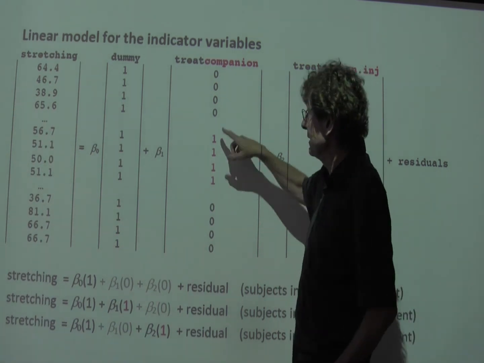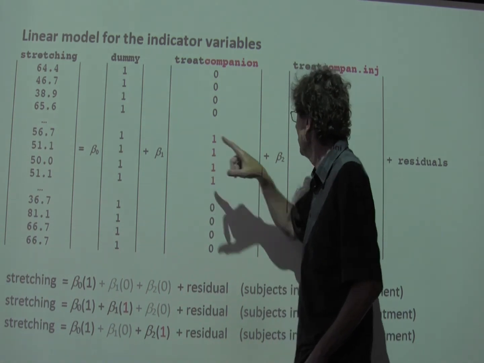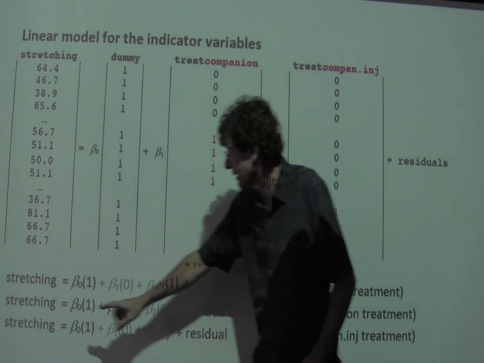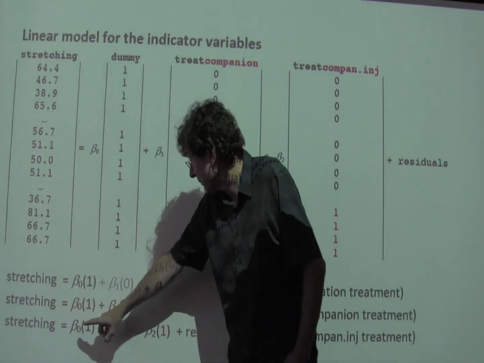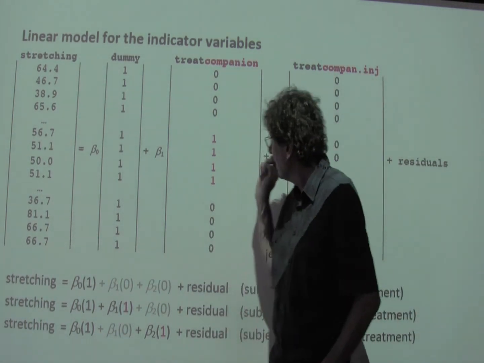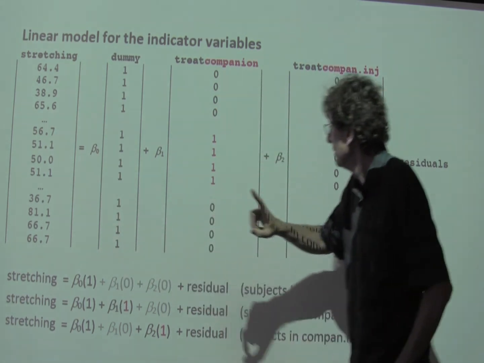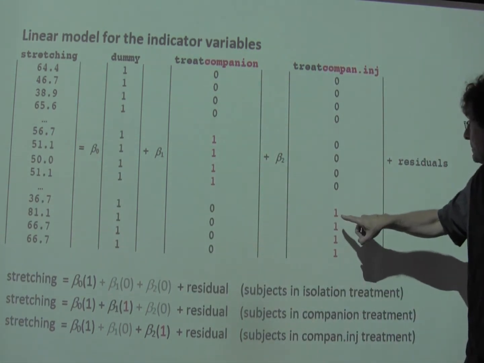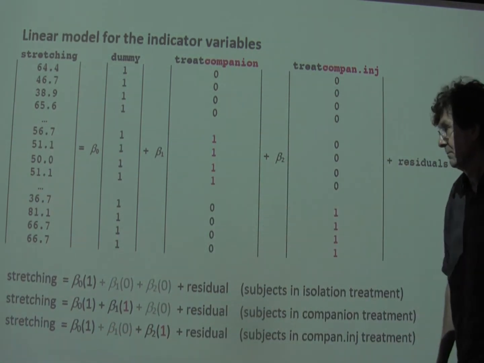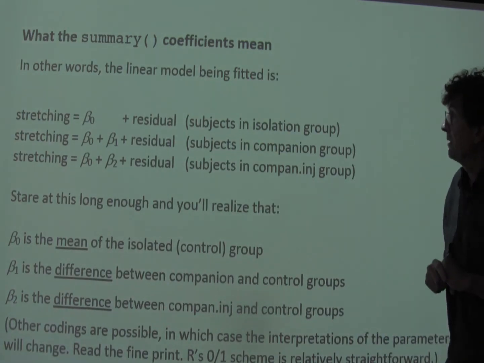For the second group, 56.7 is equal to beta naught times 1 plus beta 1 times 1 plus beta 2 times 0 plus residual. So all individuals in the second group are modeled as stretching value equals beta naught plus beta 1. And for the third group, every individual is modeled as beta naught plus 0 plus beta 2. Beta naught plus beta 2. So here are the models being fit.